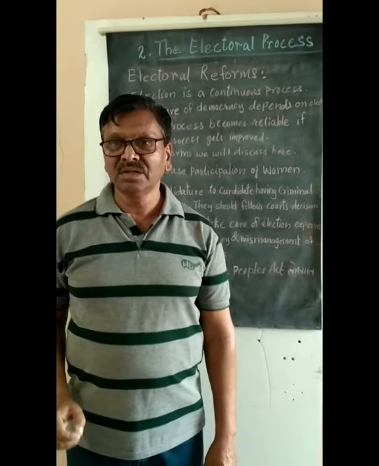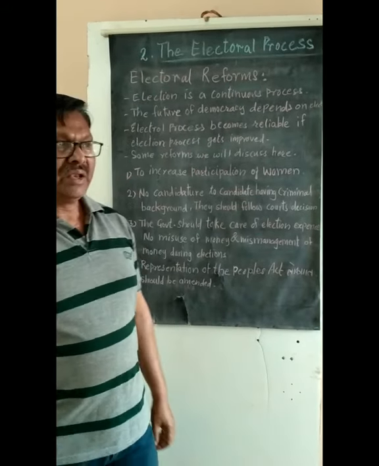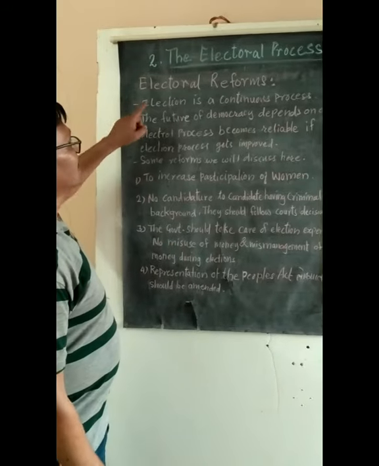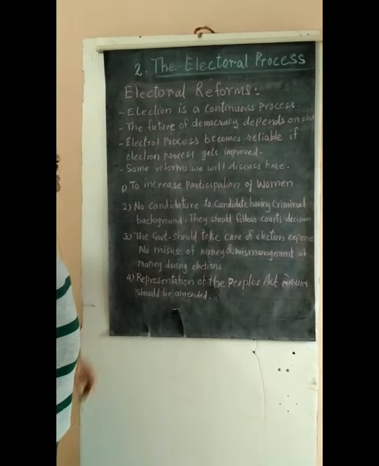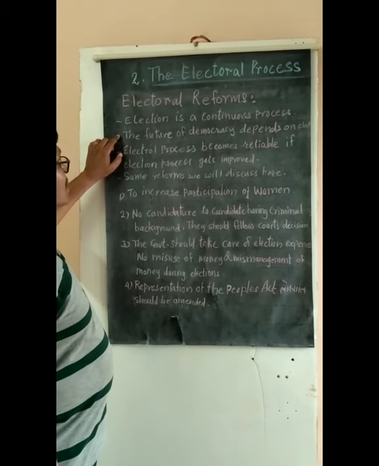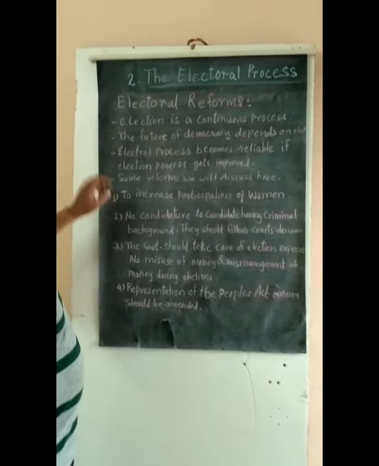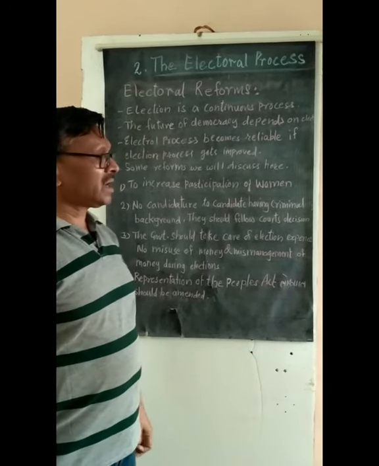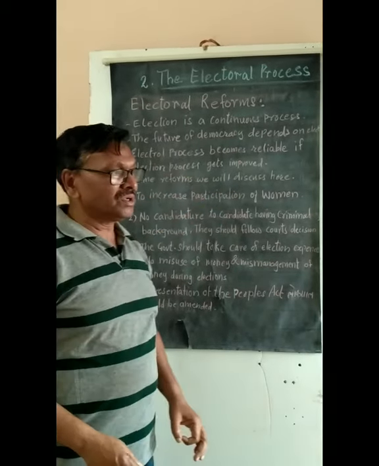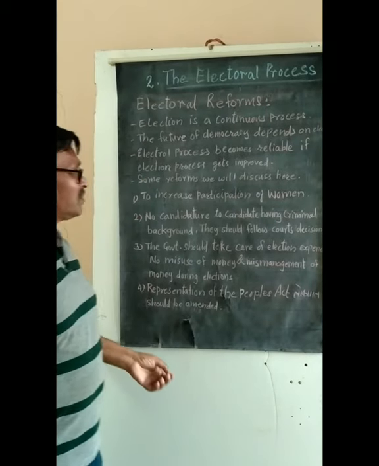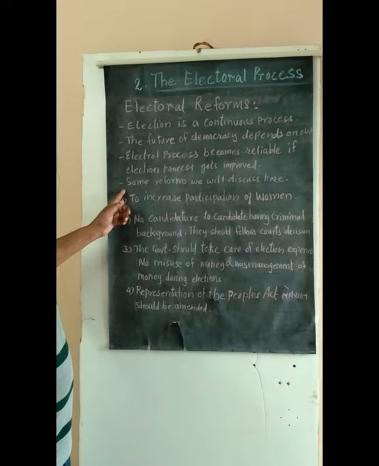We have seen, dear students, the challenges before the Election Commission. Now we go to the next topic, that is electoral reforms. Election is a continuous process. The future of democracy depends on the election. The electoral process becomes reliable if the election process gets improved. So how to improve this election process? Some reforms we are going to discuss over here.